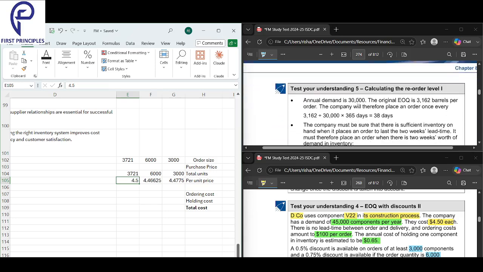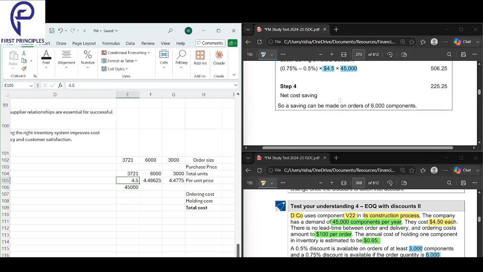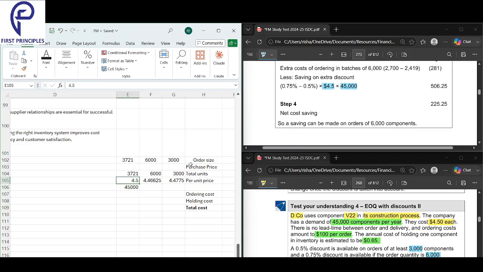Okay, so did we understand what is happening over here? That how much are we ordering each time? Right, so 45,000 will be the annual demand. This is what we will buy in the entire year. 4.5 will be the cost if we do not take any discount. 45,000 will be the total units that we have purchased. What will be the price? 4.5. Second case. If we go for 45,000 in each case, what will be the price?